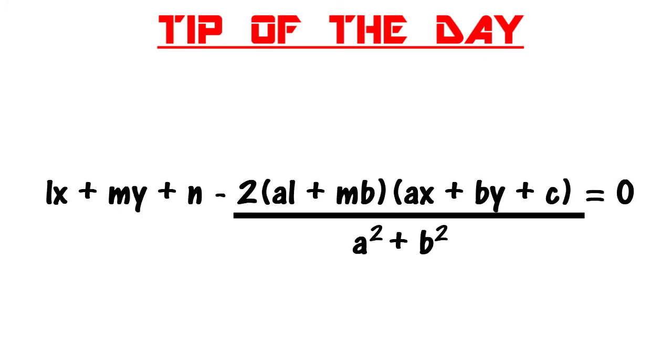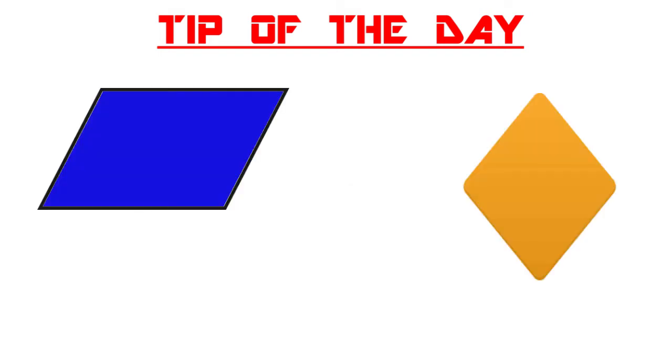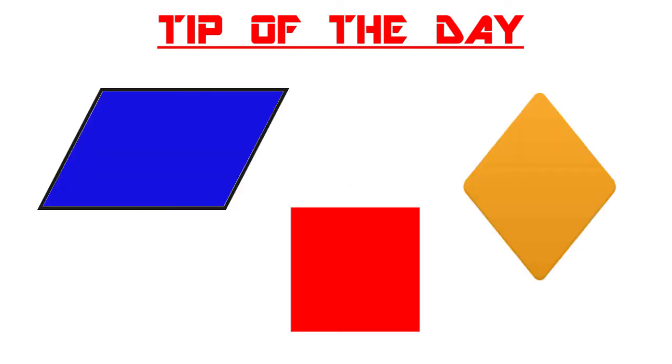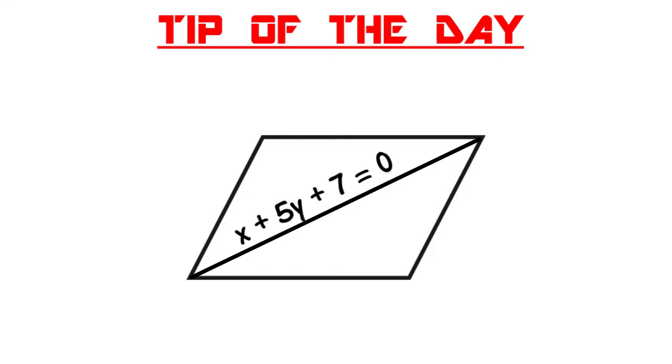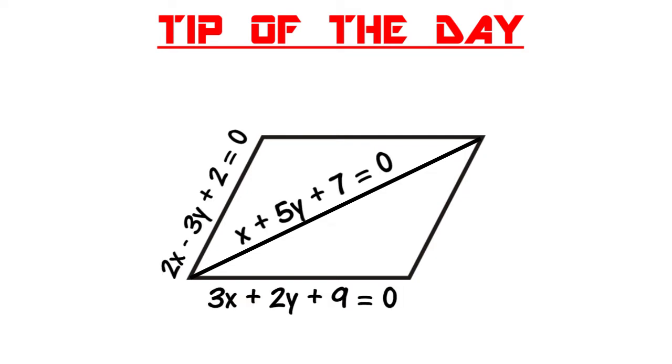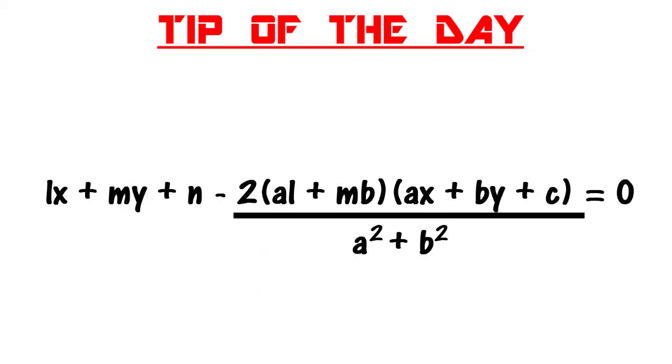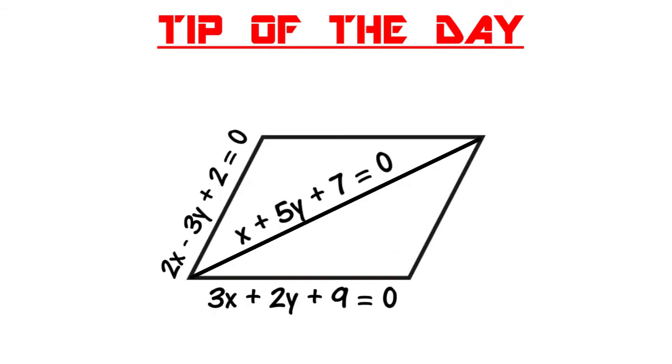Now for the tip of the day. This formula will be very useful when you solve questions related to parallelograms, rhombus and even squares. If you are given the equation of the diagonal and a side of a parallelogram, then you can find the equation of the adjacent side by using this formula since it will be the image of the side. By considering the diagonal as a mirror, you can find the equation of the adjacent side.